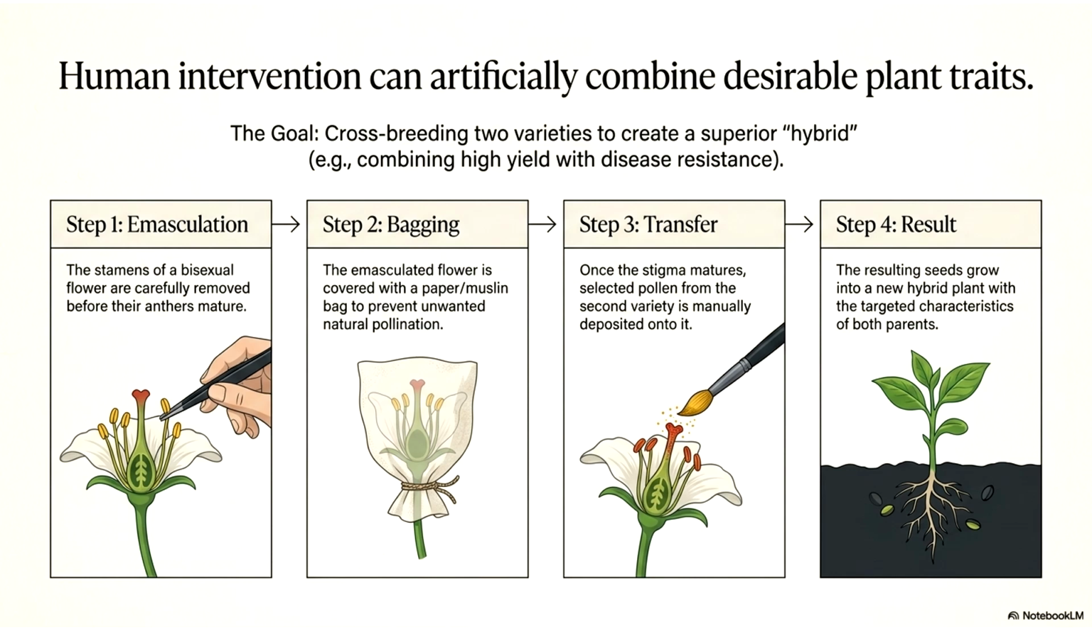The first step: the stamens of a bisexual flower are carefully removed before their anthers mature. The second stage is called bagging. In the third stage, once the stigma matures, the selected pollen from the second variety is manually deposited onto it. And the fourth, the resulting seeds grow into a new hybrid plant with the targeted characteristics of both the parents. So this is called hybridization. So we can get the required quality and disease resistant or disease free plants.